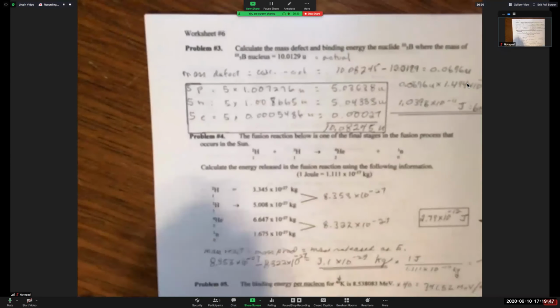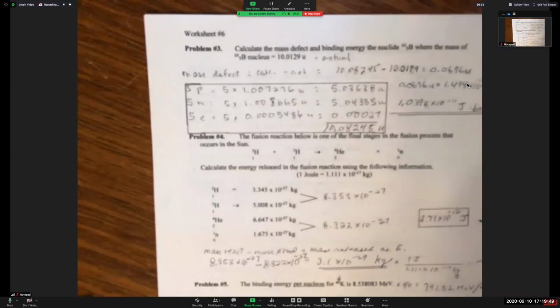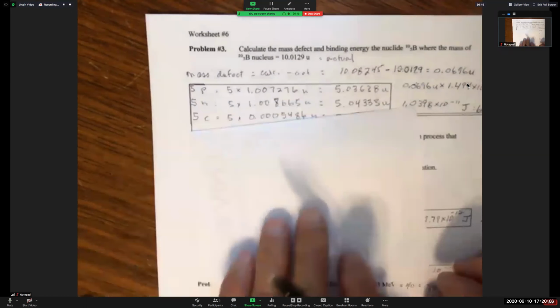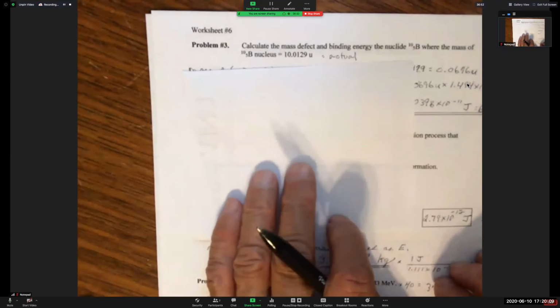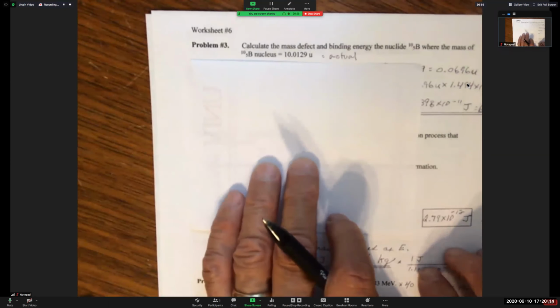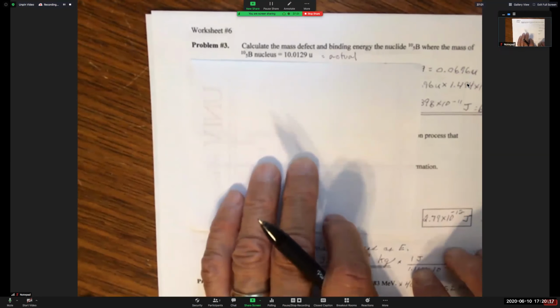Okay, so I have 3 more problems on this side. So you get a lot of practice calculating mass defects and binding energies. So in this case, it says calculate the mass defect and binding energy for boron-10. The mass of boron-10 is 10.0129 AMUs. So what I did is I labeled this, by the way. Let me put this up here. So I labeled that 10.0129 AMUs as the actual mass of a boron-10 atom.